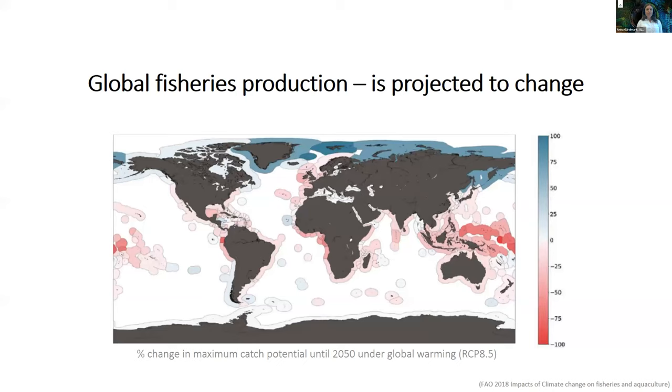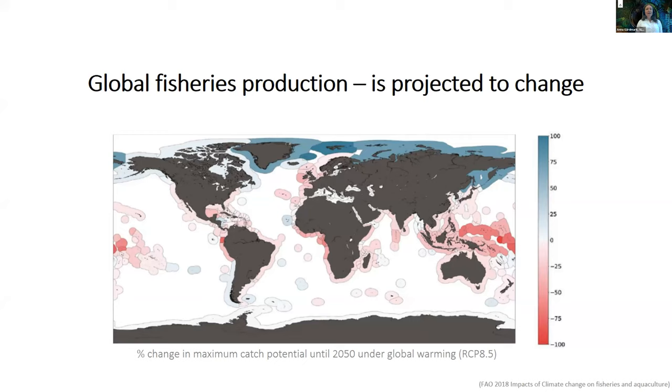So this picture shows you model projections, not done by us, but in an FAO study, of global fisheries production. So the percent change in the catch in less than 30 years from now, in 2050. And red shows decreases and blue shows increases. So what you might notice if you're fast is that there are large regional differences.